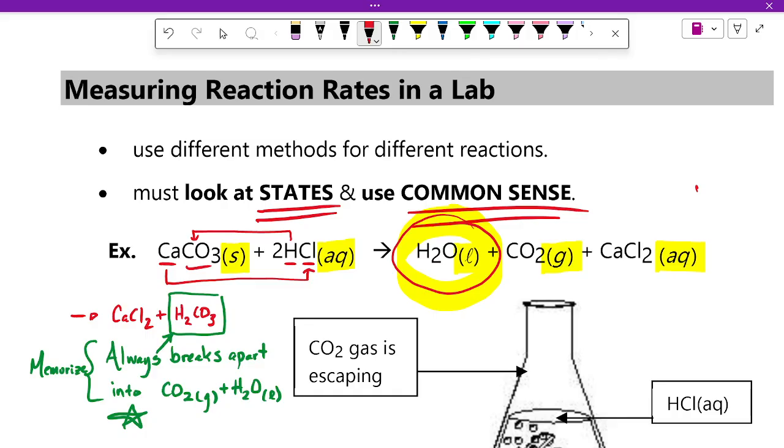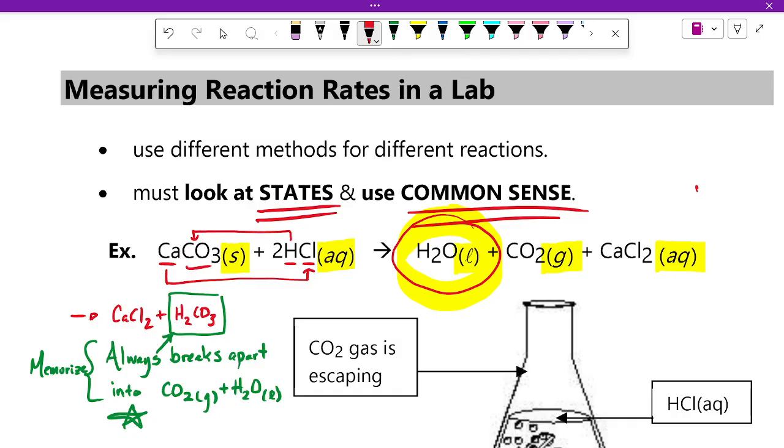Has anyone found something that they would like to use to measure the rate? Anyone got one that they would like to share? Don't be shy. I won't bite. Neither will your classmates. They'll be impressed that you were bold enough to say something. They'll be like, I was too shy. That person said something. Wow.